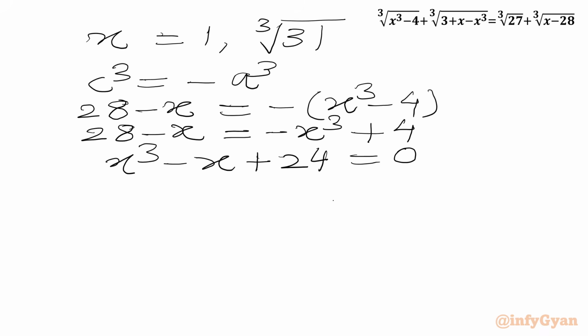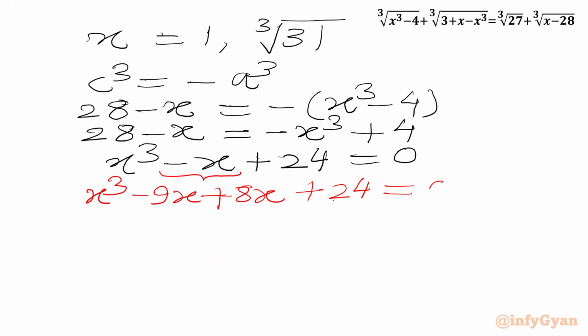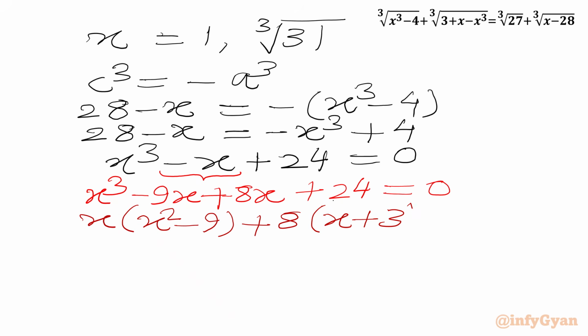Now this is one cubic equation. We can think about method of factorization. So I will write here x cube. Now minus x can be written as minus 9x plus 8x. Minus 9 plus 8 is minus 1. Then we have plus 24 equal to 0. Now from first two terms, we can take x common out. So we will get here x square minus 9. From next two terms, we can take 8 common out. So we will get x plus 3 equal to 0.